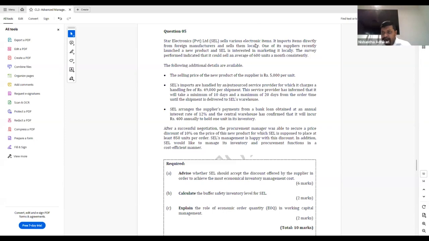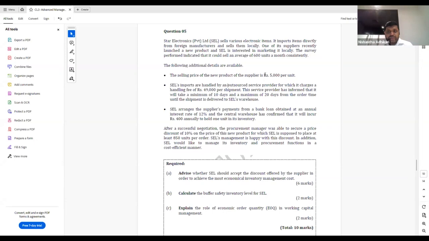You can remember economic order quantity, how we calculate? 2 into D C O, annual demand, into cost of ordering, divided by cost of holding per unit per annum, right? Therefore, what should be the cost of holding? Now, we have to work out what is the cost of ordering. Anyway, it is given 49,000, you have to pay shipment charges. Cost of holding is given 400 rupees plus there will be a finance cost on the arrangement, right? Then we have to see what should be the economic order quantity based on the given information.